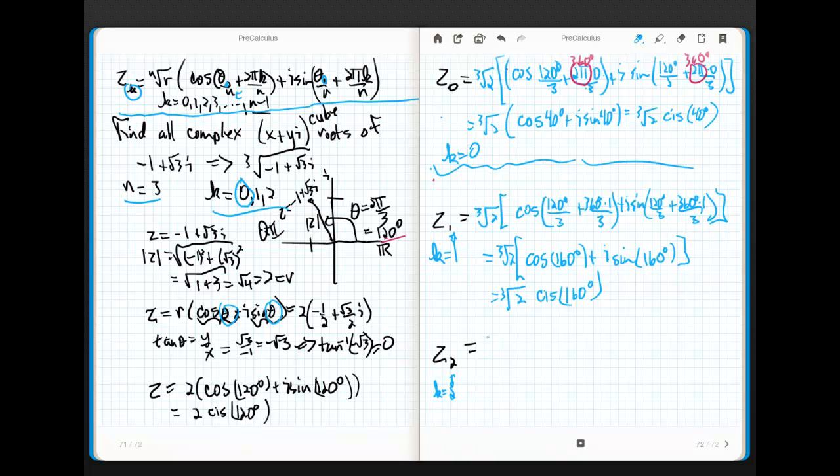Okay, hopefully you gave it a shot. You should have paused the video, by the way. So I get the cube root of 2. It's not a bad way to practice, though, huh? Okay, so I get this. What am I going to do? K equals 2. Now this one gets a little bit trickier.